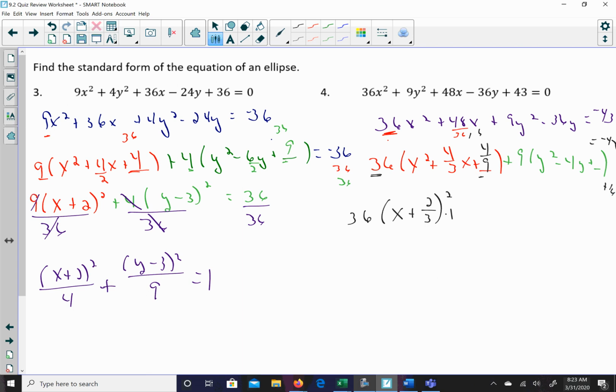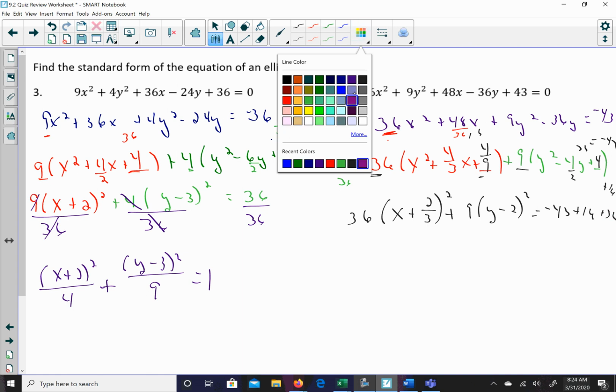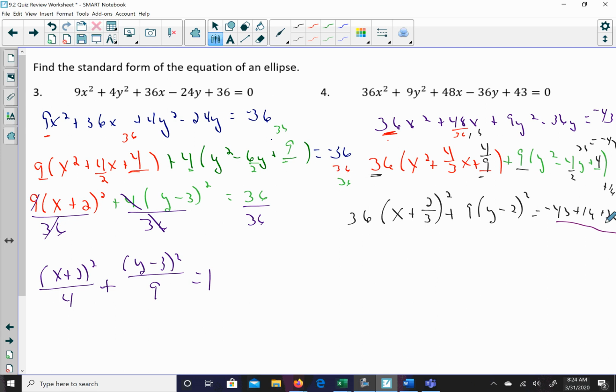Then I'm going to have plus 9. Y, half of 4 is 2. 2 squared is 4. But I'm really adding 9 times 4, which is 36. So 36. So on this side, I had negative 43 plus 16 plus 36. So when I add those all up, I believe this totals to 9. So that's all equal to 9.